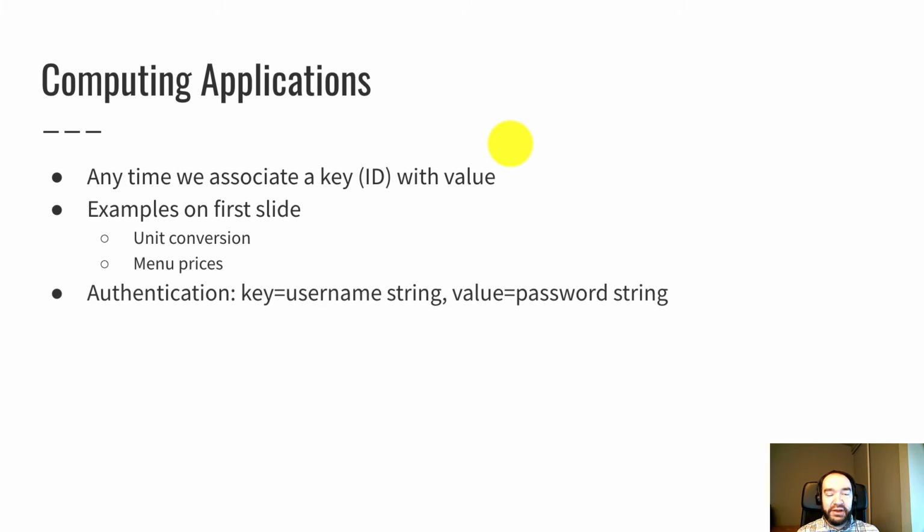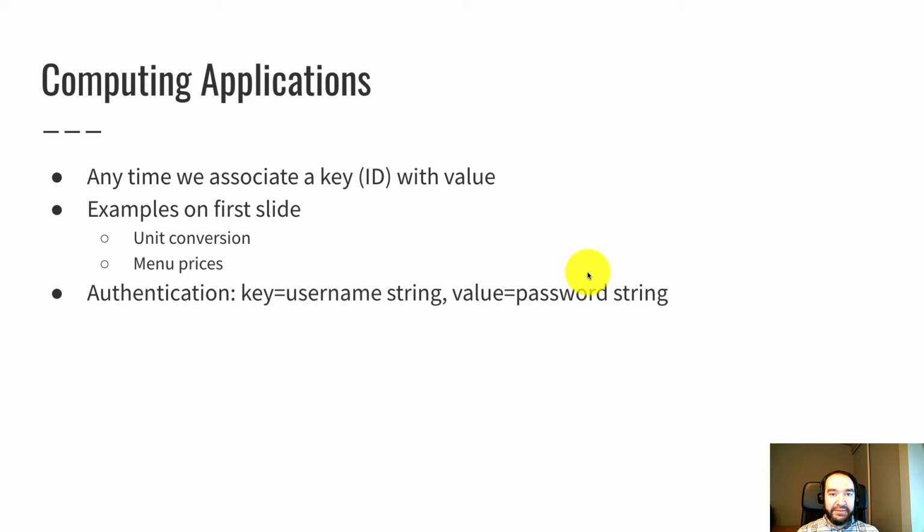Some other examples would be authentication. That's anytime you log into a system and you have to provide a username and password, and you're only allowed to log in if the password and username match what's in the user database. So that could be implemented as a map data structure where a key is a string containing a username and the associated value is the string containing the password.